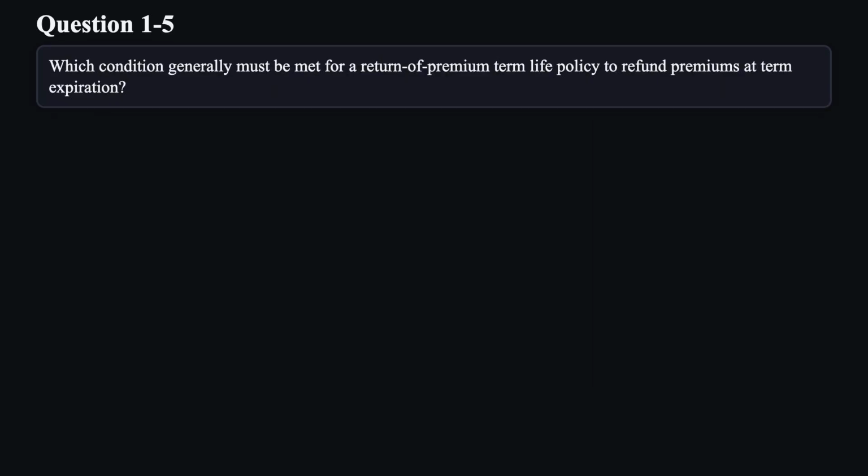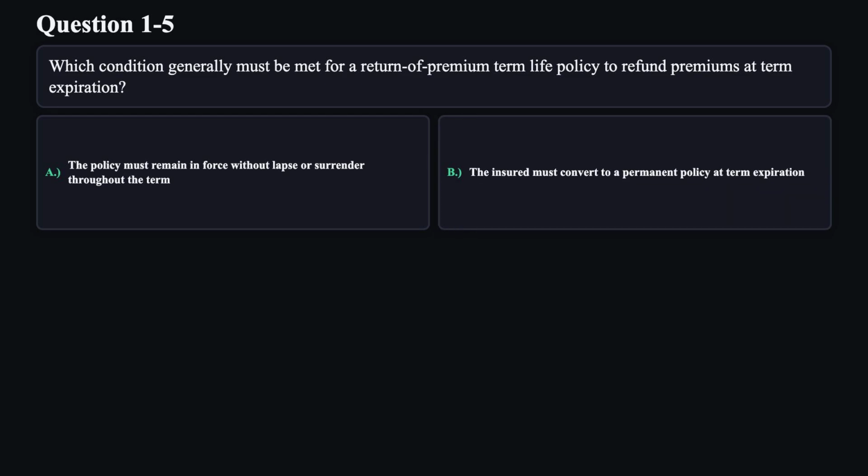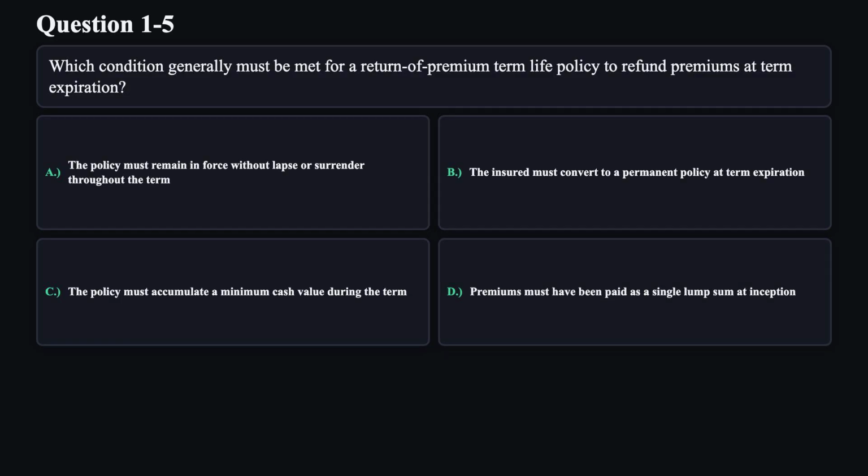Question 5. Which condition generally must be met for a return of premium term life policy to refund premiums at term expiration? A. The policy must remain in force without lapse or surrender throughout the term. B. The insured must convert to a permanent policy at term expiration. C. The policy must accumulate a minimum cash value during the term. D. Premiums must have been paid as a single lump sum at inception.